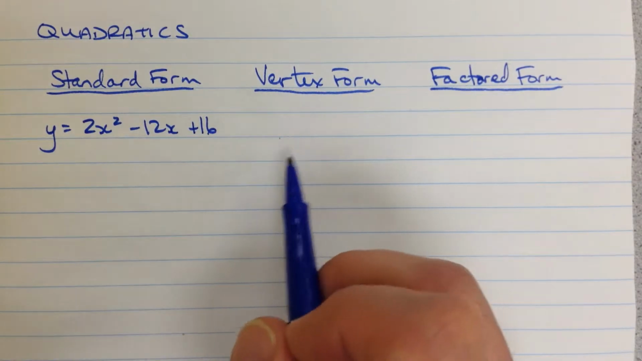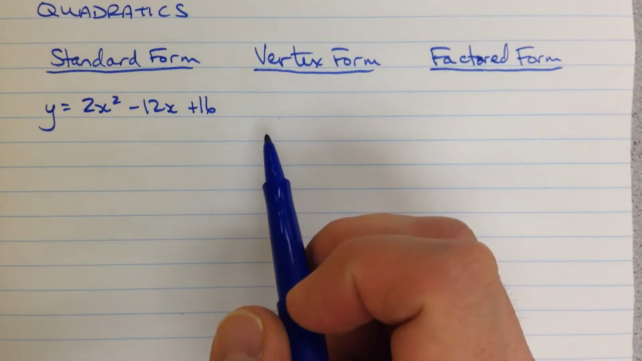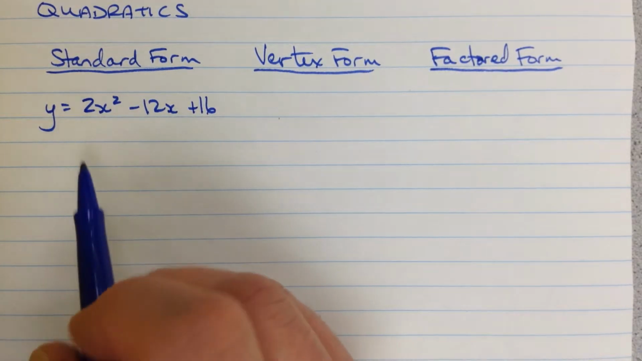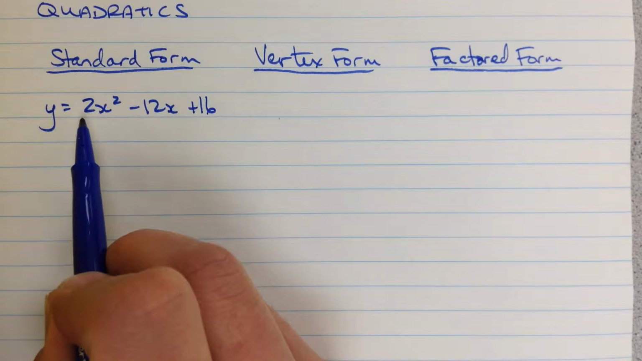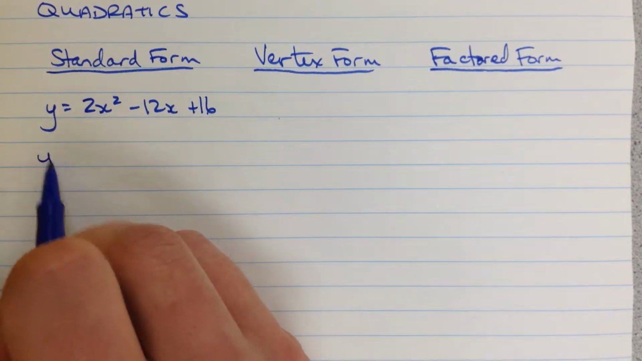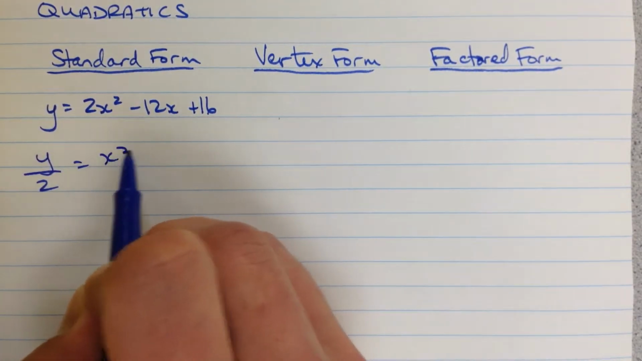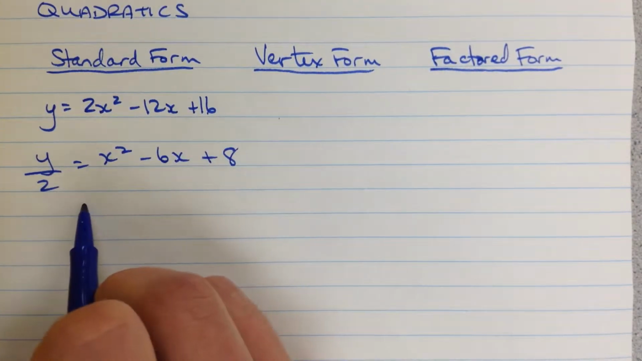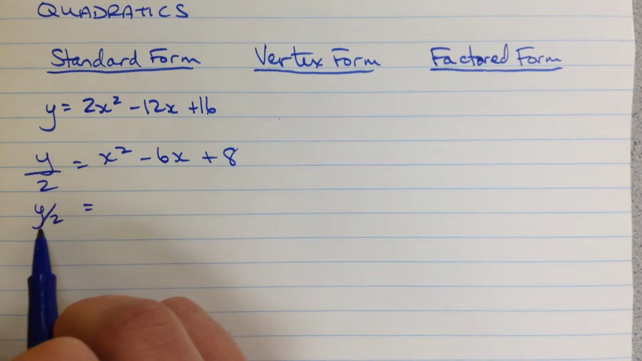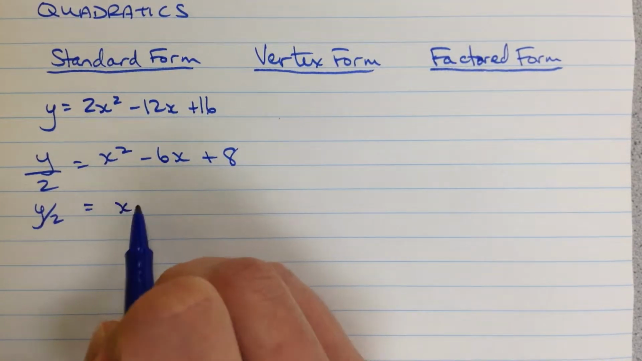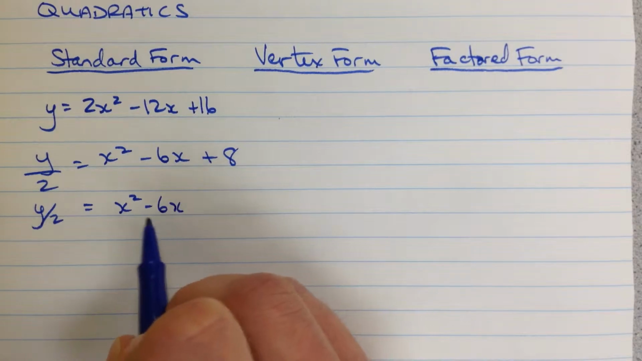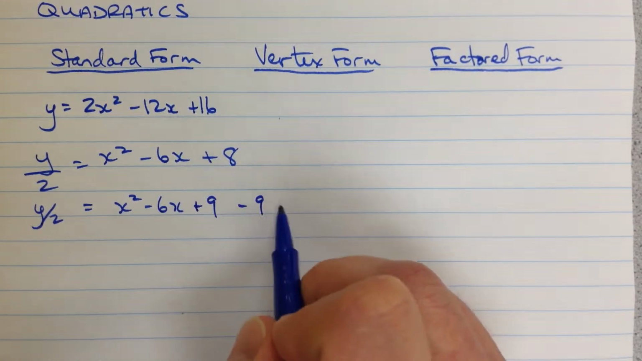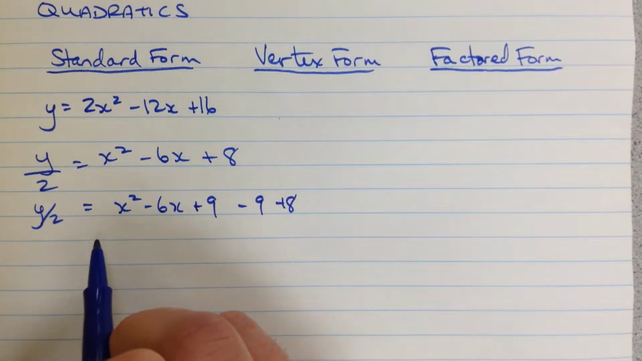To get from standard form to vertex form, that's completing the square, and there are lots of ways to do that. The way I like to do it is to get rid of this leading coefficient of 2 by dividing both sides by 2. That just makes things a little easier on this side. I'm going to continue working with y over 2 on the left. And here I want to take half of this value and then square it, so that'll be plus 9, and then subtract the same value, minus 9 plus 8 at the very end.